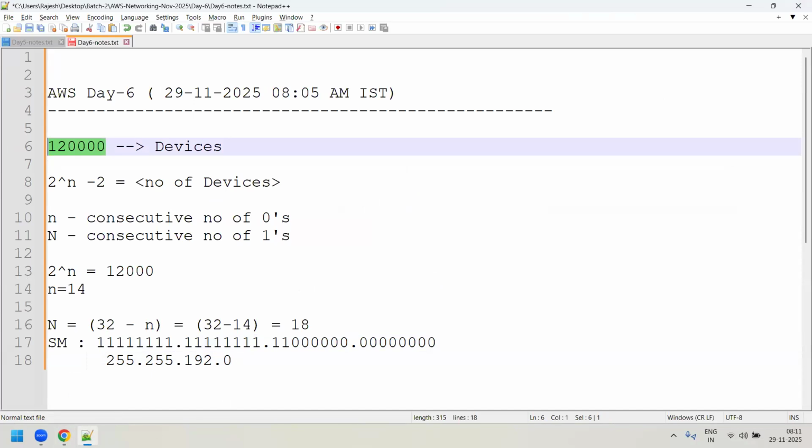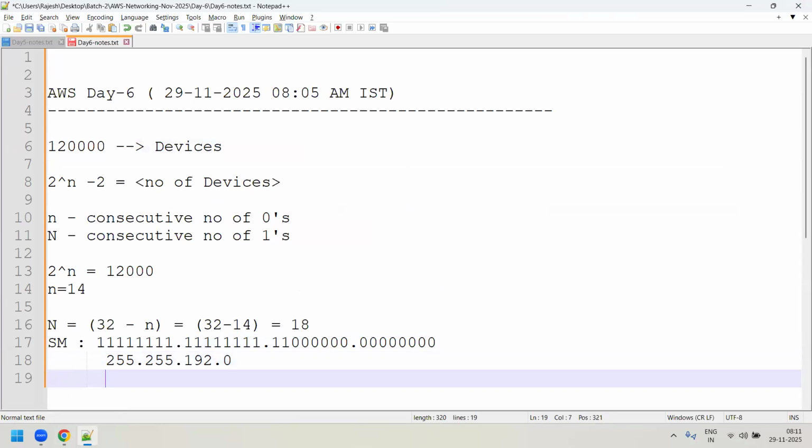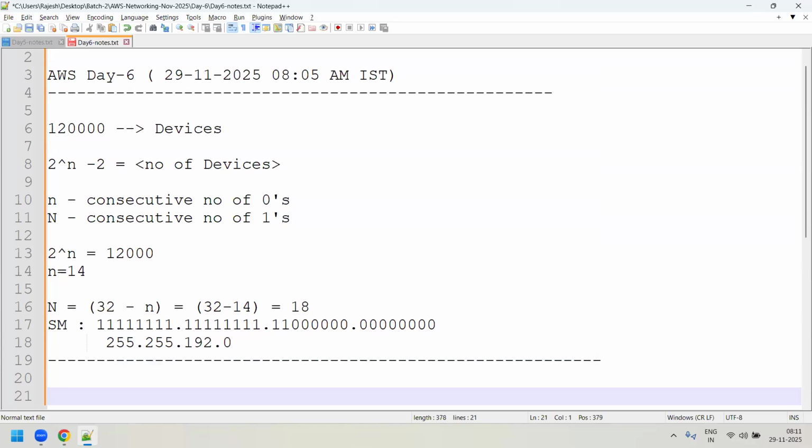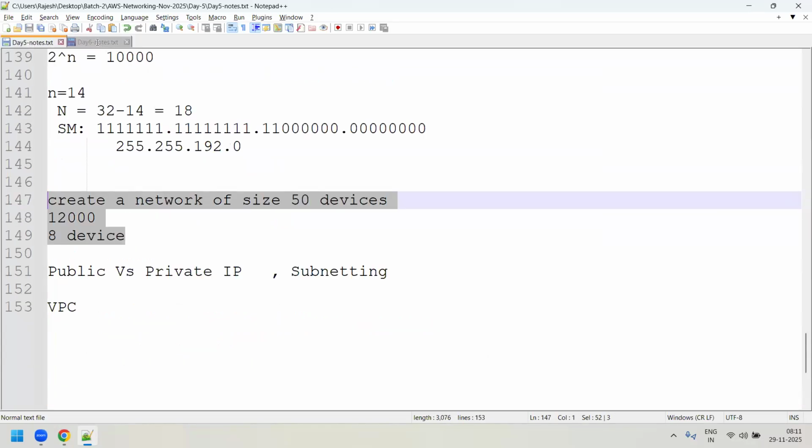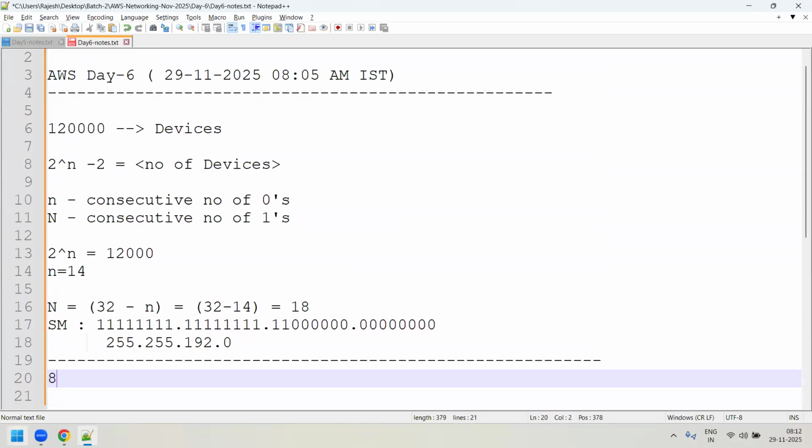But similarly, I can go with one more example, just to brush up, guys. Next, how many devices? 8 devices, right? So I need to connect 8 devices. Please calculate what will be the subnet mask.